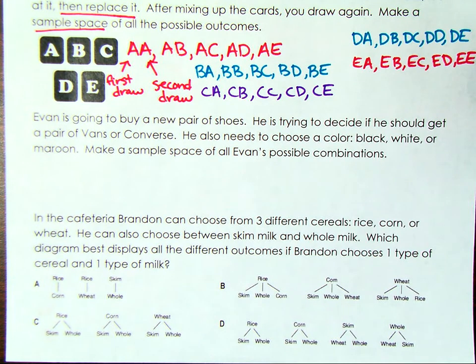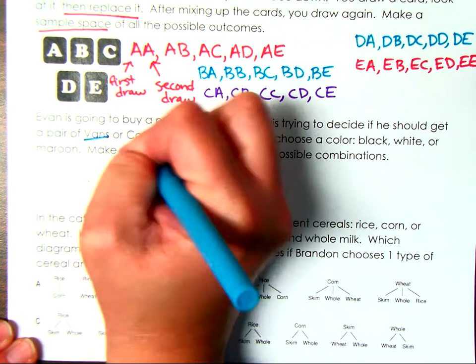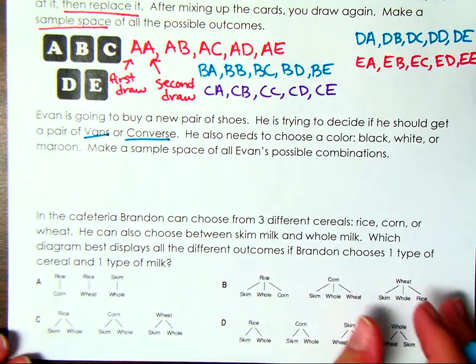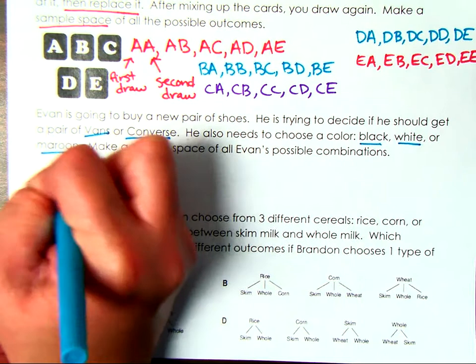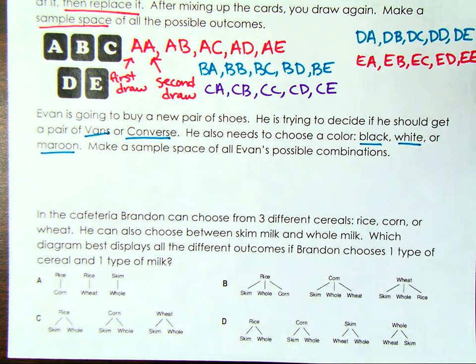It says Evan is going to buy a new pair of shoes. He's trying to decide if he should get a pair of Vans or Converse. So those are the 2 different types he wants to get. He also needs to choose a color: black, white, or maroon. Make a sample space of all of Evan's possible outcomes.